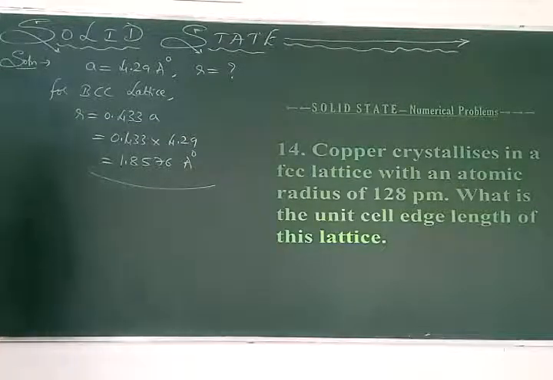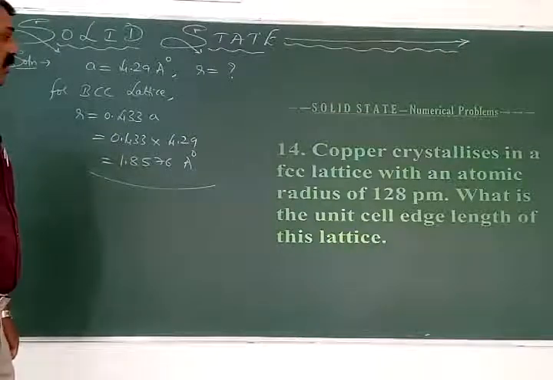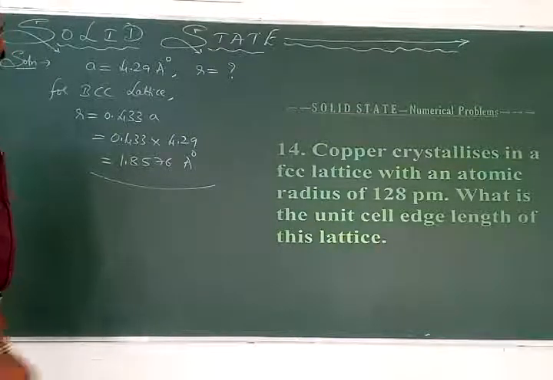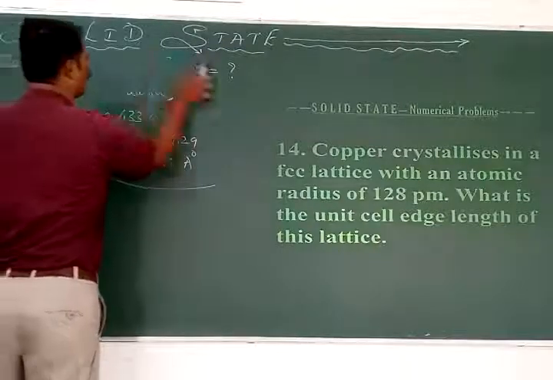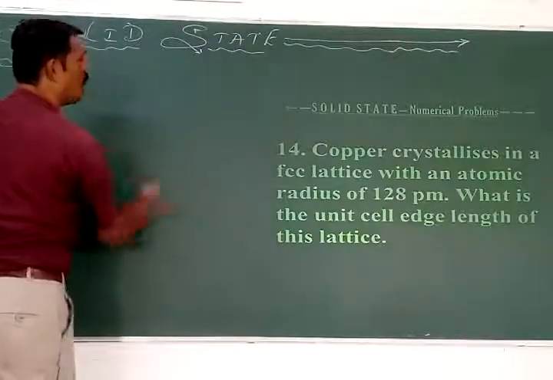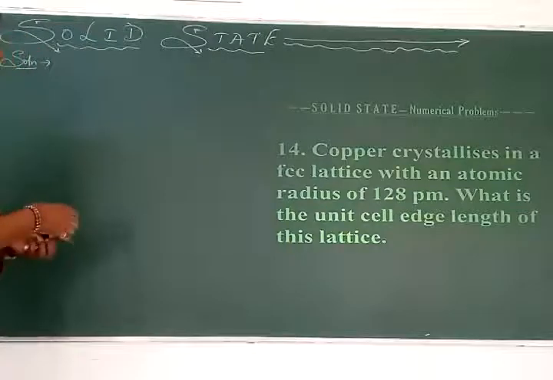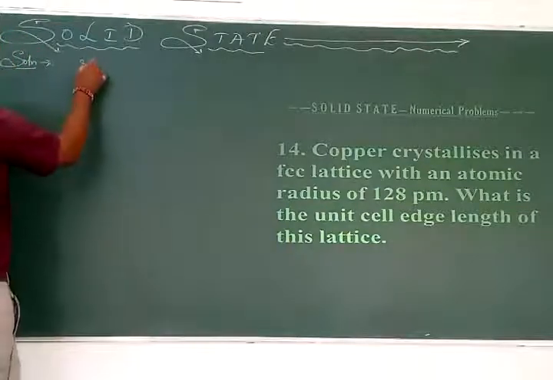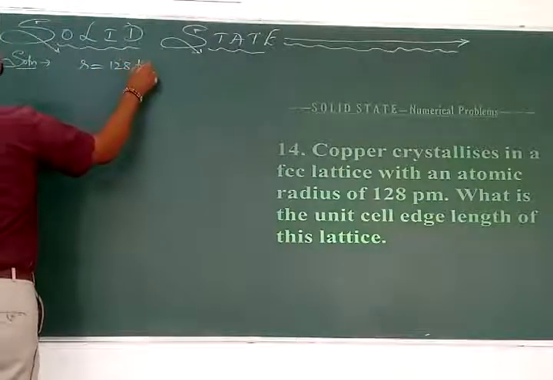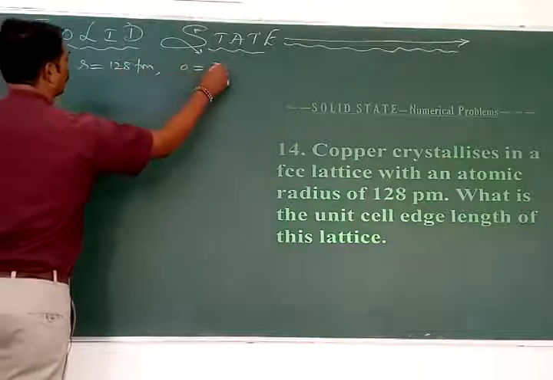Copper crystallizes in a FCC lattice with an atomic radius of 128 picometer. What is the unit cell edge length of this lattice? Okay, the same thing, but for a different lattice. FCC lattice, atomic radius R is given as 128 picometer. We have to find out the edge length.